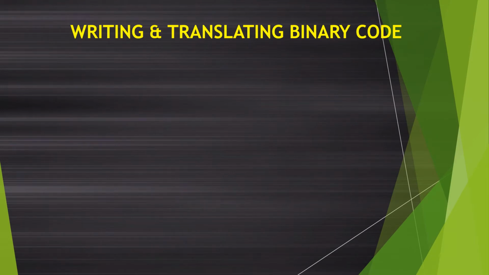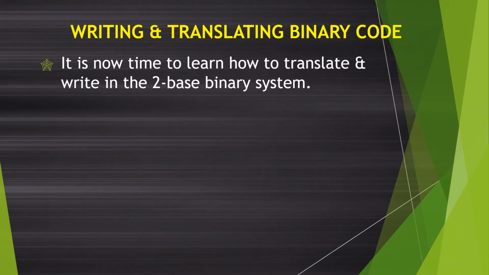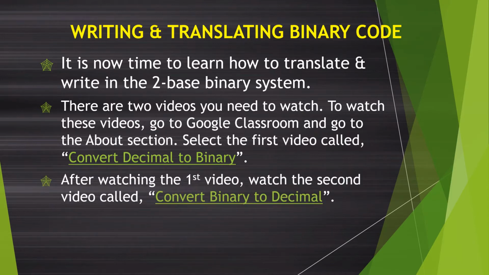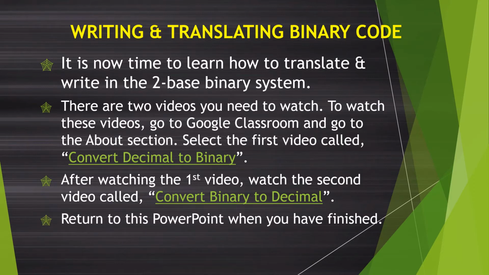It's now time to work with binary. So we are going to learn how to translate and write in the base-2 binary system. There are 2 videos you need to watch. Go to Google Classroom underneath the About section. Select the first video called Convert Decimal to Binary. Make sure you answer all of the questions in the video. And then go back to Google Classroom and watch the second video called Convert Binary to Decimal. Again, make sure you watch the video in its entirety and that you answer all of the questions given in the video. Then return to this PowerPoint when you have finished.